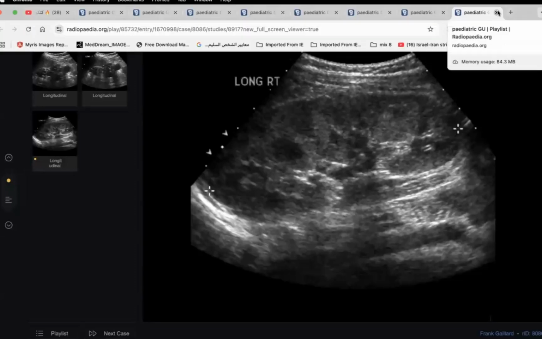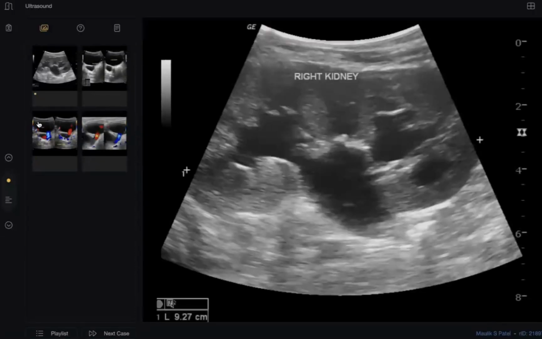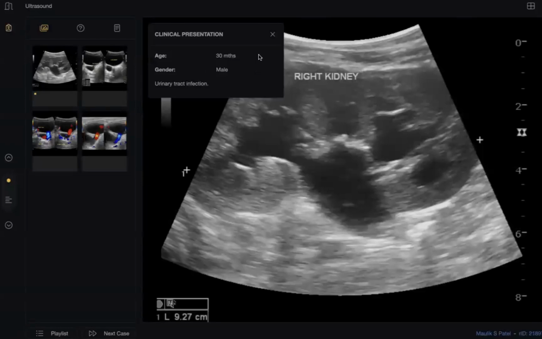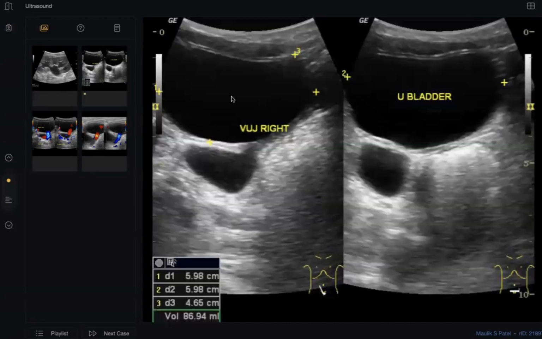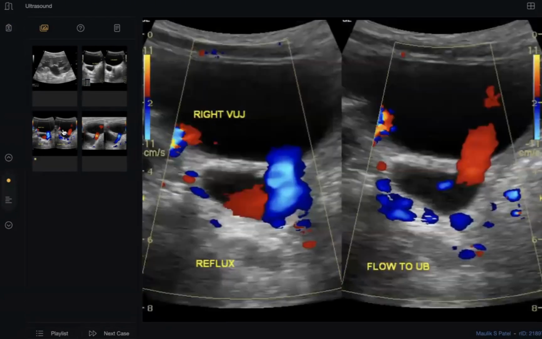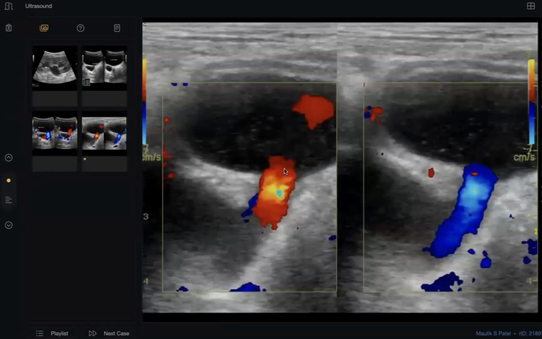Next candidate. Good afternoon, Dr. Rami. Good afternoon. Doctor, this is a 30-month-old male patient who has recurrent urinary tract infection. This is the right kidney. This is the vesicoureteric junction. This is the bladder. And then after we put on the Doppler box, we saw it.